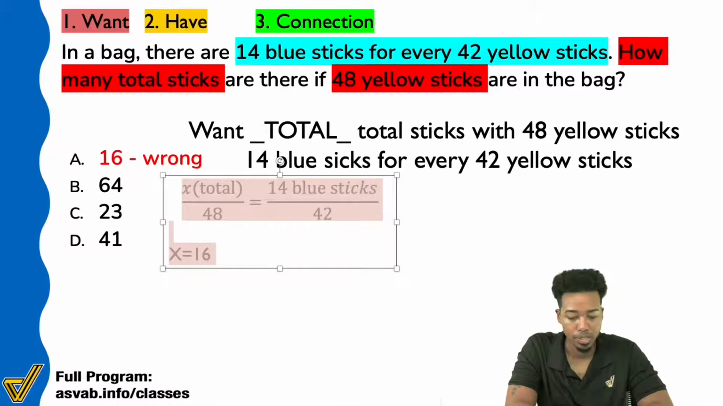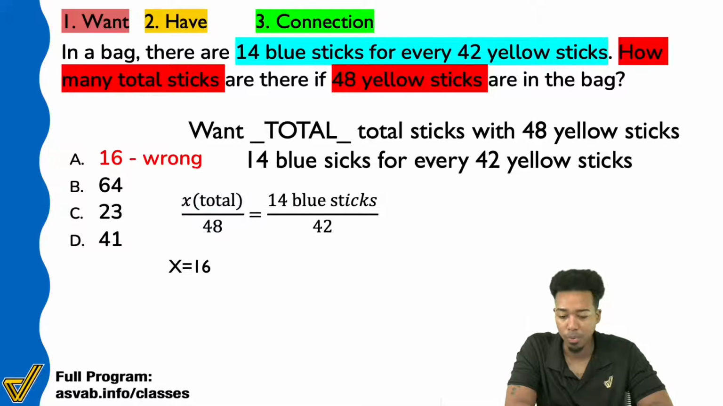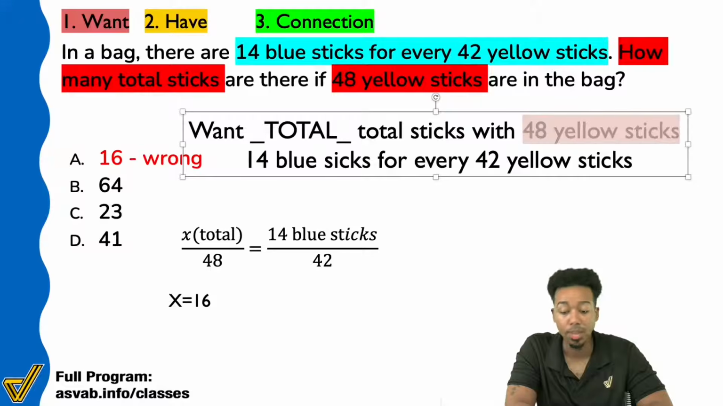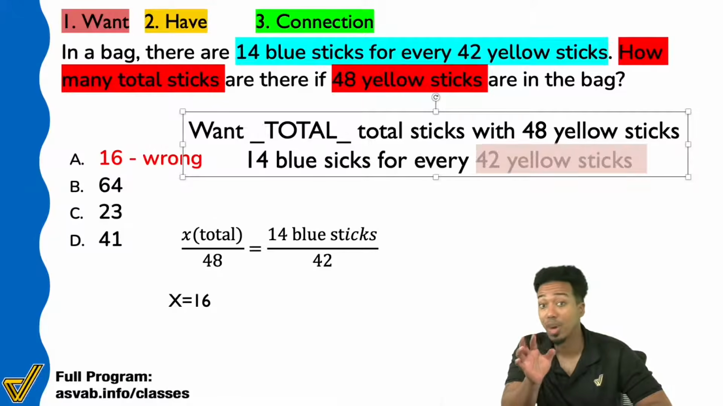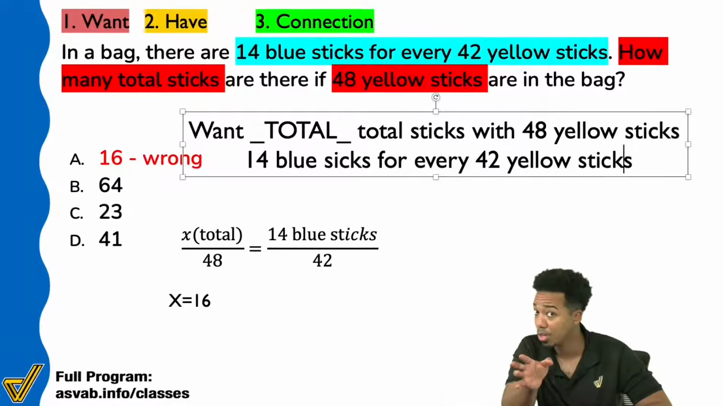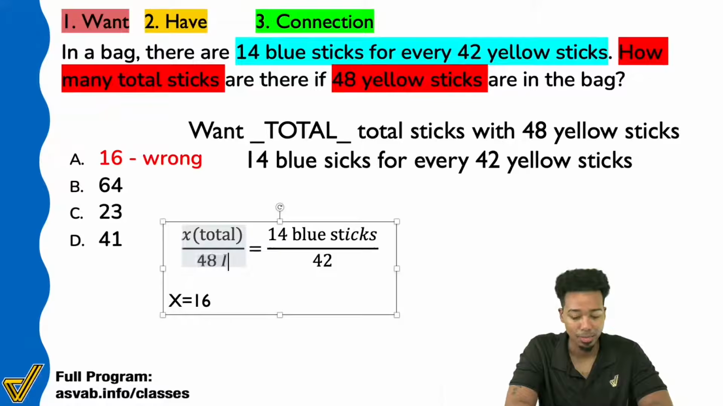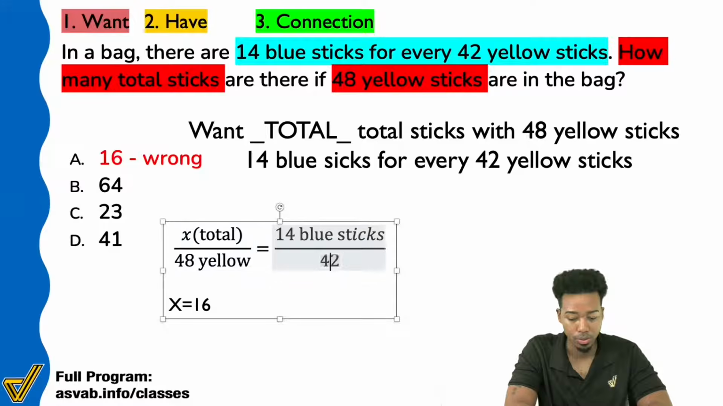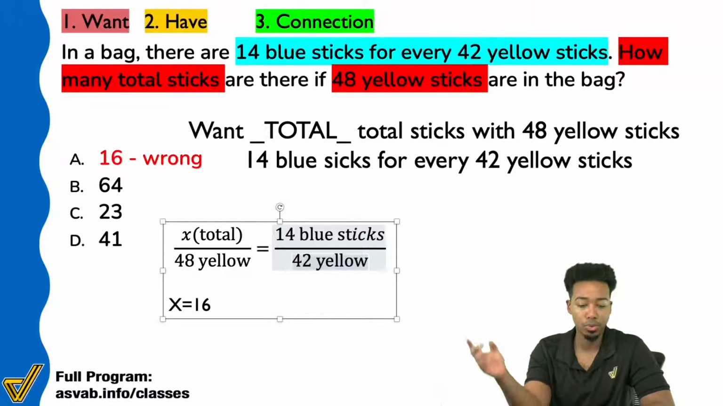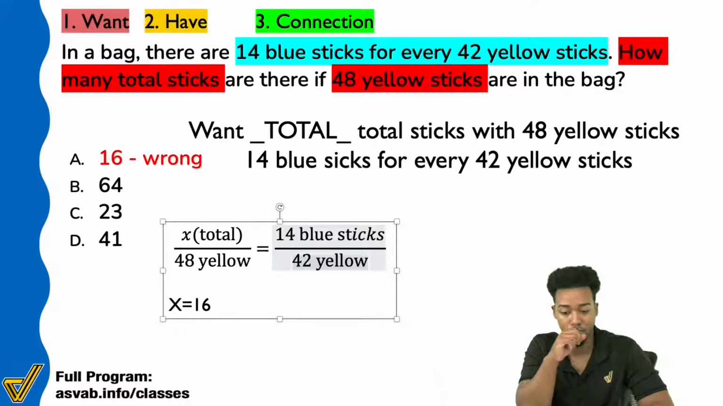But party people, what's next? The 48. What does that 48 represent? Oh, that represents yellow, and the 42 also represents yellow. So right now, the 48 and the 42, those are good. Those are fine because those are set up the same way. Everybody, do you see how those are set up in the same way here? 48 yellow, and here it's 42 yellow. Are we good on the yellows being compared the same way?